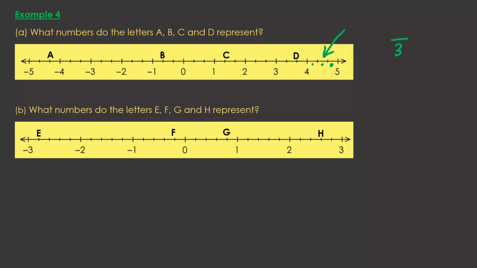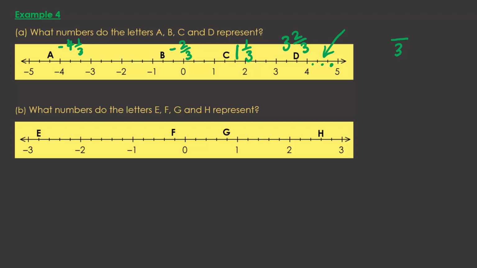So if we go down here to A, -4 and then back another mark means it's -4 and 1/3. If we go to B, going backwards from 0, that's -1/3, -2/3. If we look at C, that's going forward 1/3 from 1, so that's 1 and a third. And finally, D is 2 marks forward from 3, so that would make it 3 and 2/3.